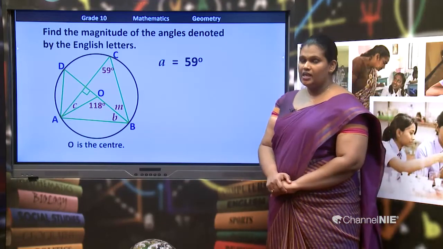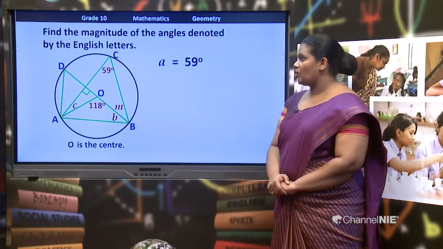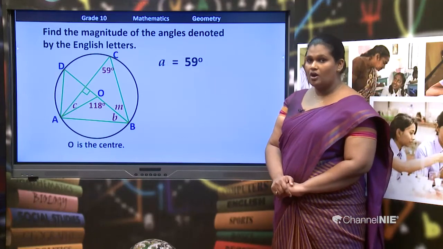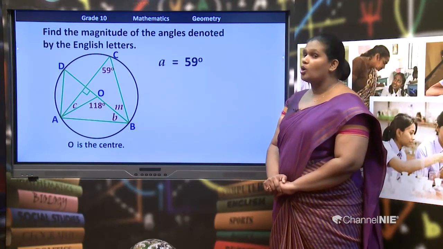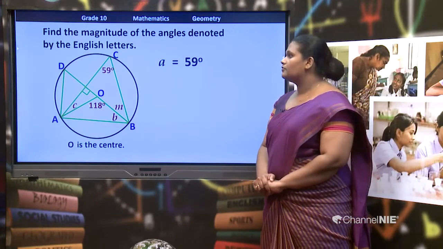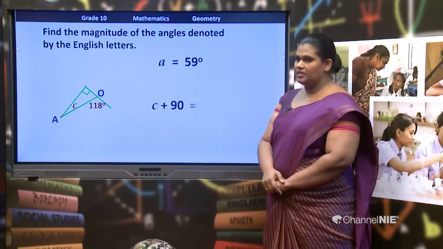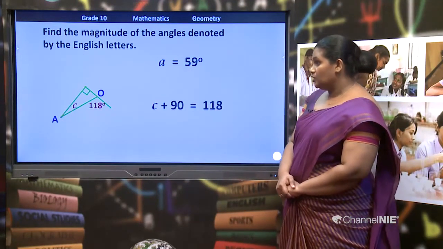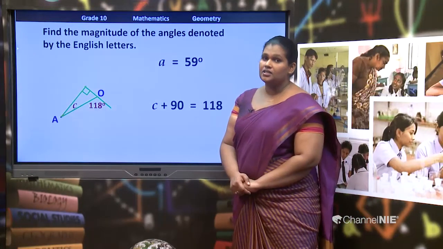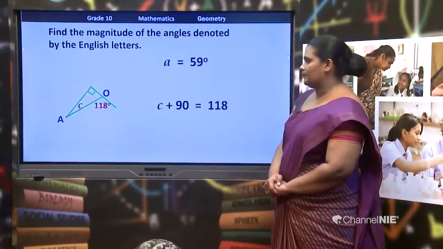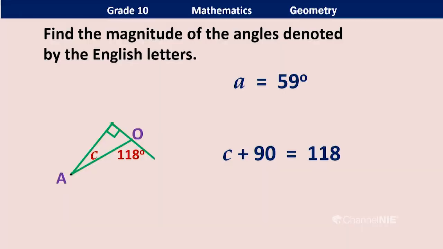Now, this was the diagram we earlier had. Now, I have substituted the value of A. I have taken off A and I have put the value of 59 degrees there. Right. Now, we will take another part of this diagram. Right. Using this, I am going to find the magnitude of C. Right. Here, I can say the sum of C and 90 degrees is equal to 118 degrees. Why is that?